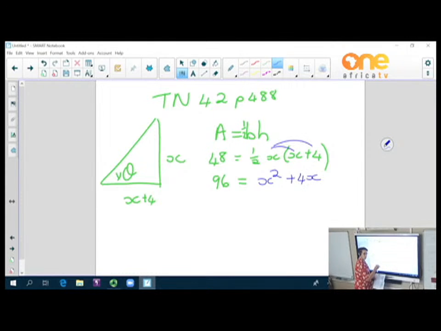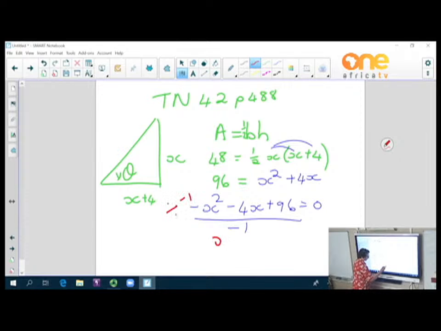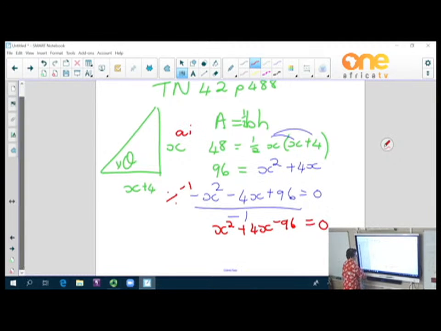Look, they're on the left-hand side, so you have to bring them over: negative x squared, negative 4x, plus 96 is equal to 0. Then we have to show that we're dividing this by negative 1. You can either do it like this, or write here divide by negative 1. And then we have x squared plus 4x minus 96 is equal to 0. So that is then A1.